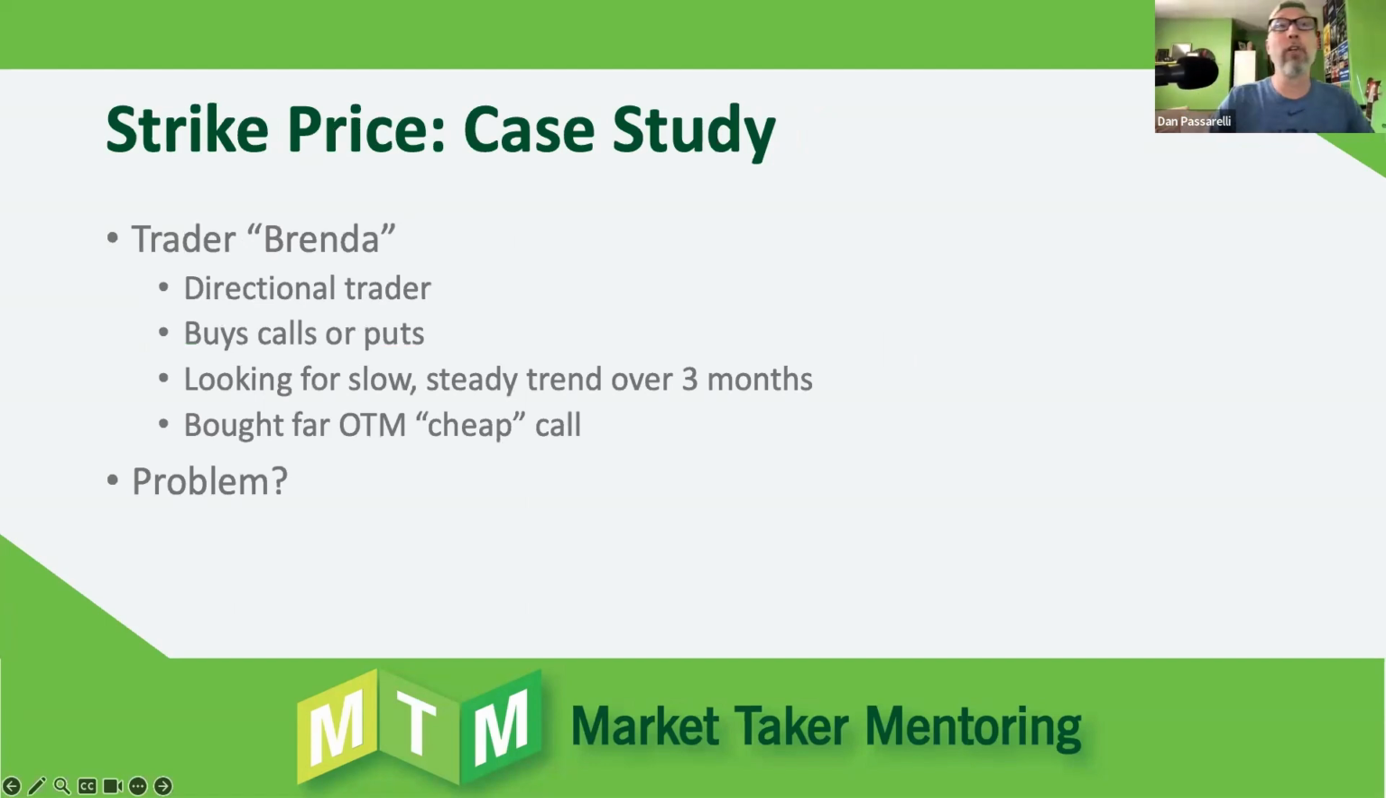Let's take Brenda. She's a directional trader. And what she likes to do is just buy calls or puts. She's looking at a stock that's experienced a nice, slow, steady uptrend over 3 months, doesn't think that anything's going to change. And so she wants to capitalize on the stock continuing its slow, steady uptrend. So she buys a far out of the money cheap call because then she can get some leverage, right? Or she can risk less, right? Could there be a problem with this?